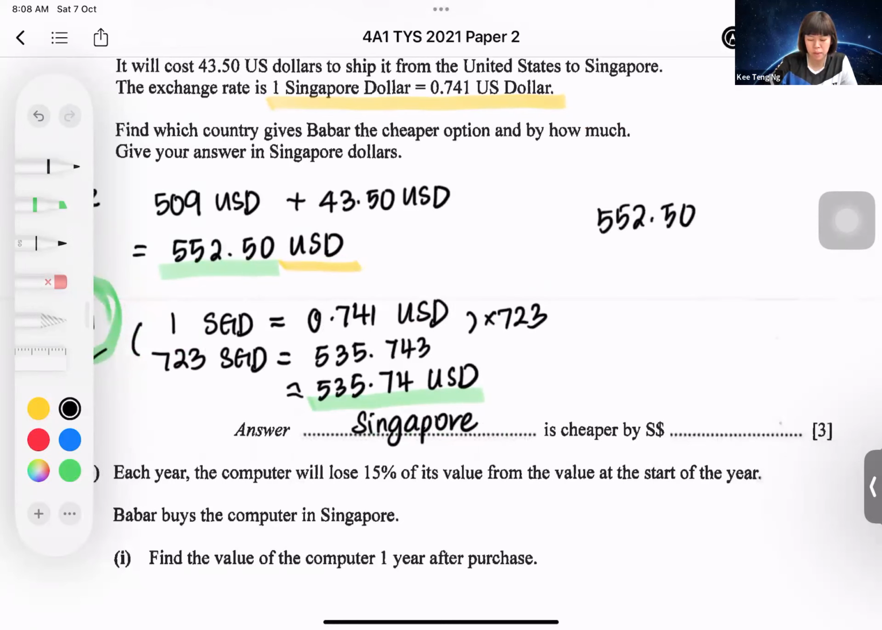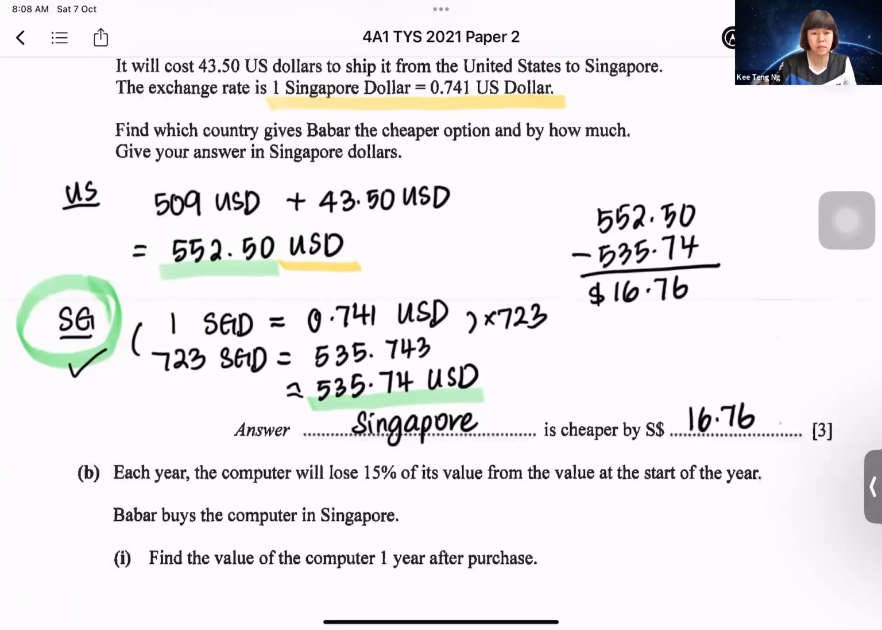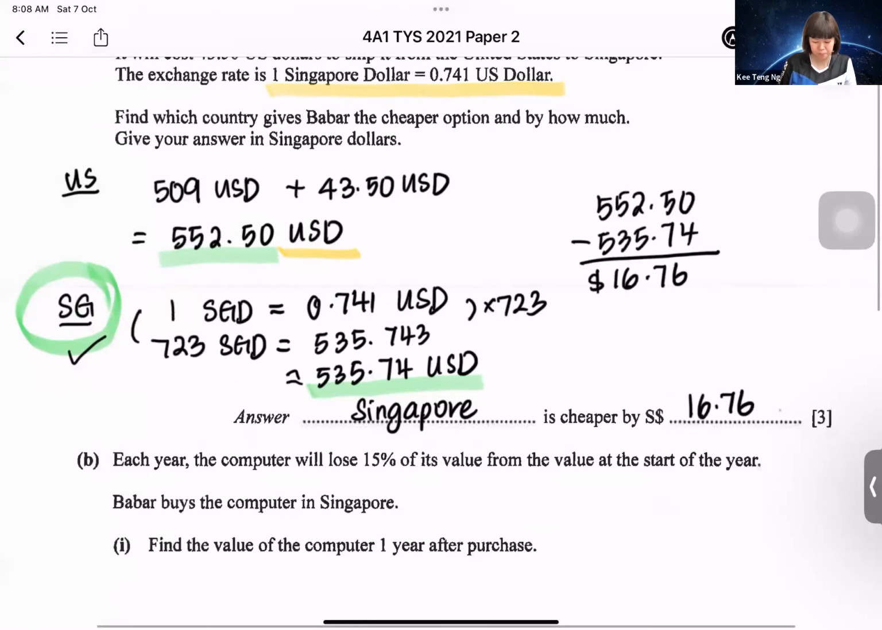552.50 minus away 535.74. And that gives me the number $16.76. Have you gotten the answer? So for this part of the question, you need to use the exchange rate to make the units the same so that you can compare fairly.